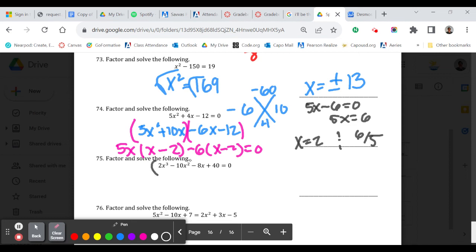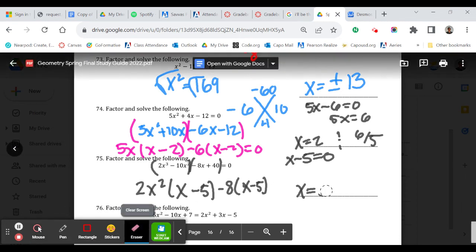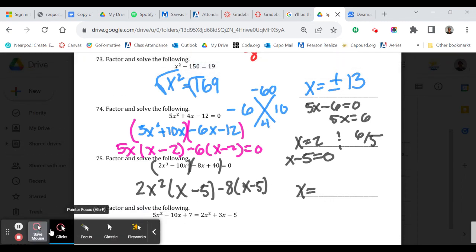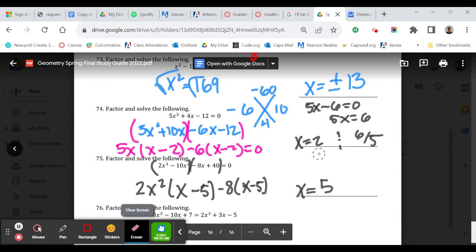Number 75, factor by grouping. So we can actually pull out a 2x squared, leaving me with x minus 5. And I can pull out a negative 8, which leaves me with x minus 5. So again, the x minus 5 is going to be really easy. We just do x minus 5 equals 0. So that means x is going to equal 5. It's confusing how I wrote that because it dragged. So let's make that look a little nicer. So 5, there we go. Okay, much better. Now let me do some work.